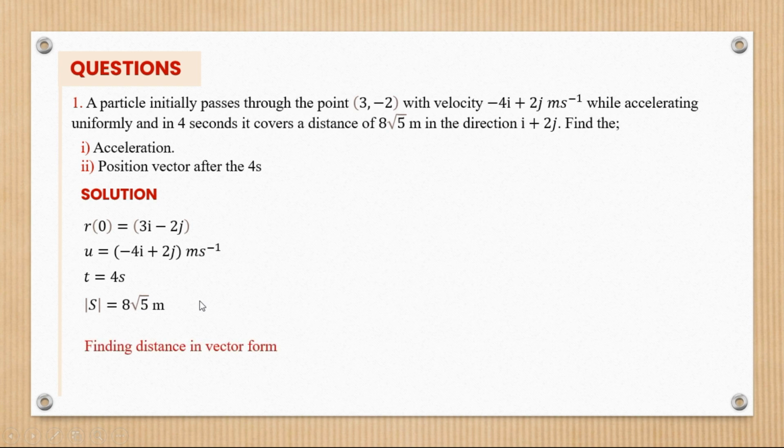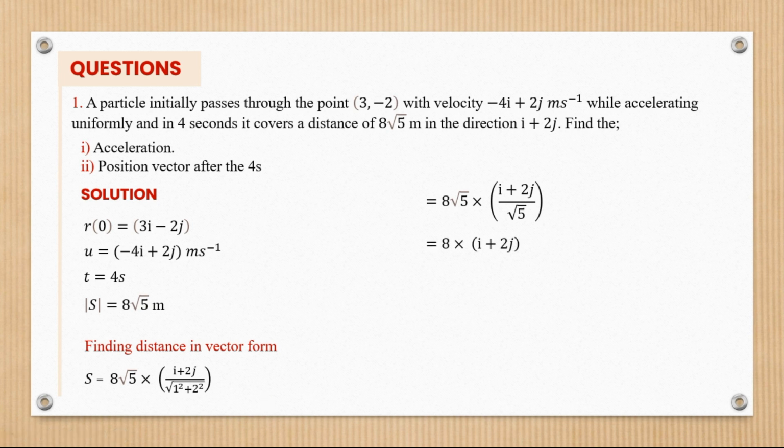So what are we going to do? The first step is to see that this magnitude has been given as a scalar quantity, so we want to convert it into vector form. Time can't be converted because it's a scalar quantity, so we focus on converting this distance into vector form. s shall be equal to the magnitude of that distance times the unit vector of this direction, which is i plus 2j over the root of 1 squared plus 2 squared.